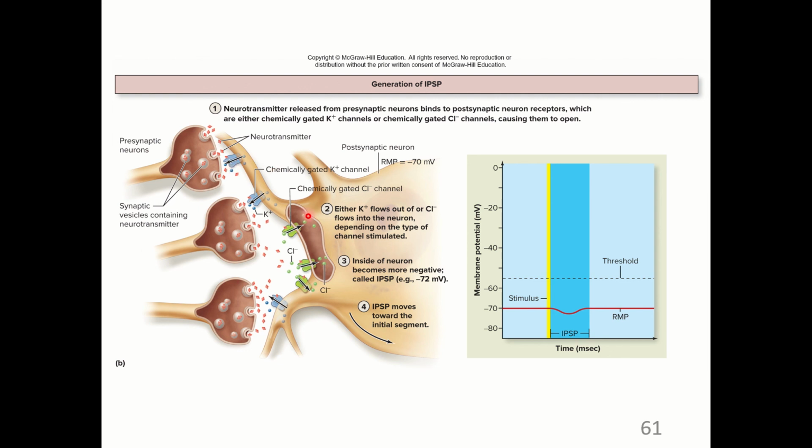In step 2, either potassium flows out of the cell or chloride flows into the cell, depending on the type of channel stimulated. In step 3, the inside of the neuron will become more negative, and this is the inhibitory postsynaptic potential. In step 4, the inhibitory postsynaptic potential will move towards the initial segment, moving it away from threshold.